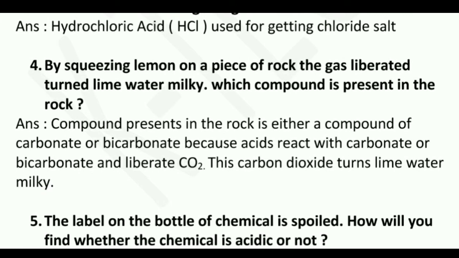Question number 4. By squeezing lemon on a piece of rock, the gas liberated turned lime water milky. Which compound is present in the rock? So children, the answer to this question is compound present in the rock is either a compound of carbonate or bicarbonate because acids react with carbonate or bicarbonate and liberate carbon dioxide gas. So this carbon dioxide turns lime water milky. Understood, children?